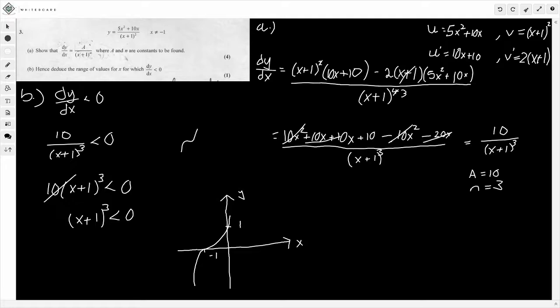So where's this graph less than 0? So this graph is less than 0 past minus 1. So therefore, x must be less than minus 1. And that's all you need for the last part, part B. It's just understanding of cubics and intersections. So that's question 3 done.